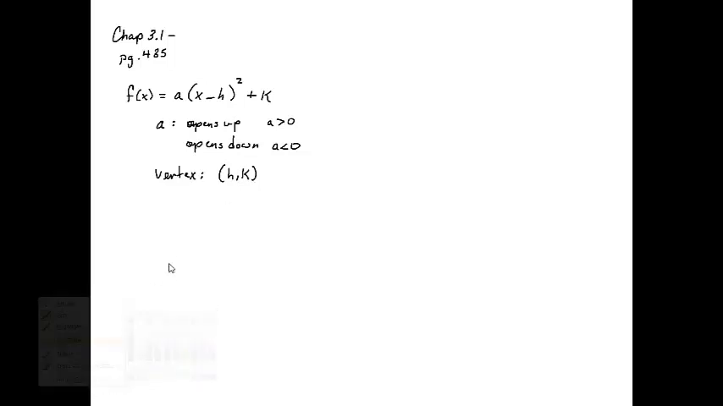A determines whether my parabola, because remember it's a parabola, opens up or opens down, right? If a is positive, it opens up, and if a is negative, it opens down. The vertex of my parabola is found at the point (h, k). And the one thing we have to be careful with is when we're determining our vertex, it needs to be in the form where I'm subtracting h and adding k.